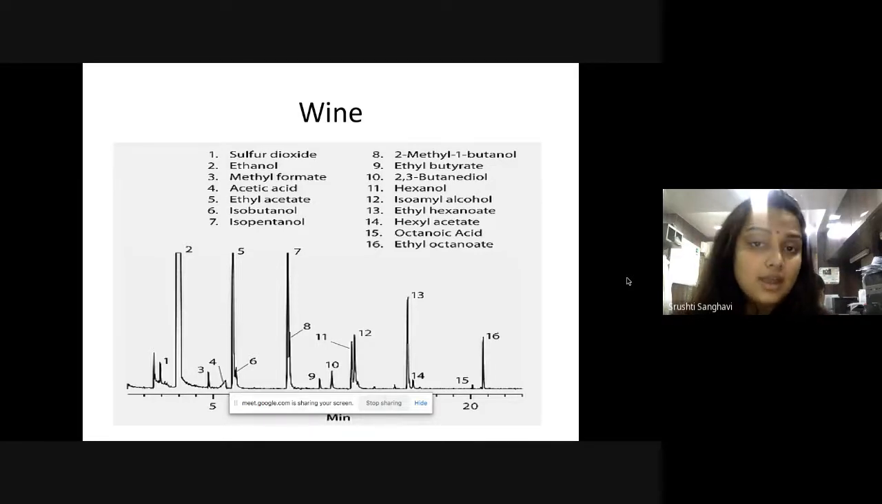But as a wine manufacturer, they still have to ensure that they have fairly similar quality. It cannot be very different. So they can tweak their production, manufacturing process, fermentation time, fermentation temperature, whatever. They can tweak those based on how they can control the final product. To do that, they use gas chromatography extensively.